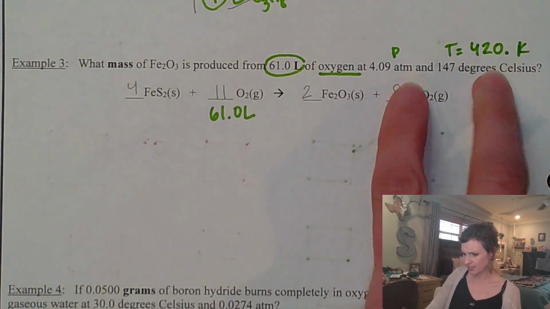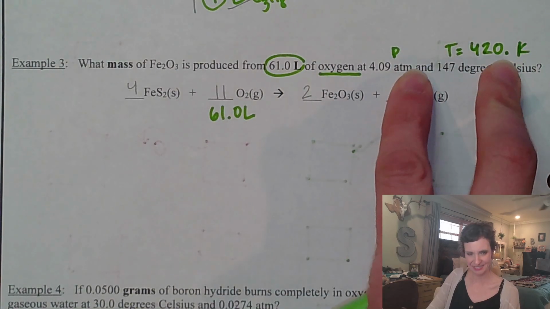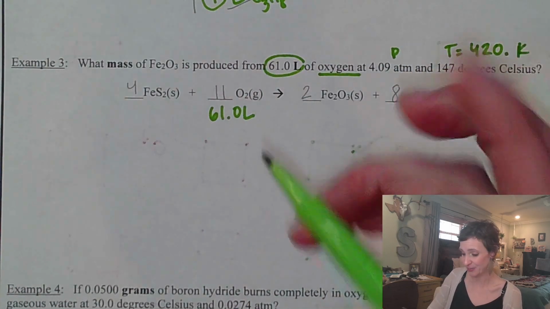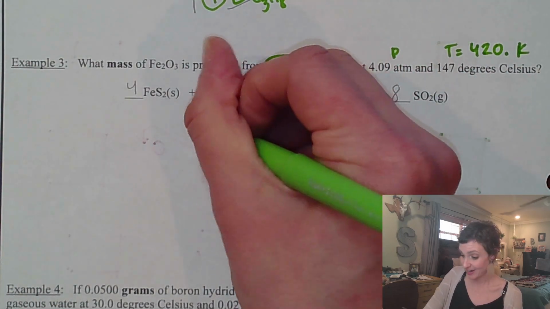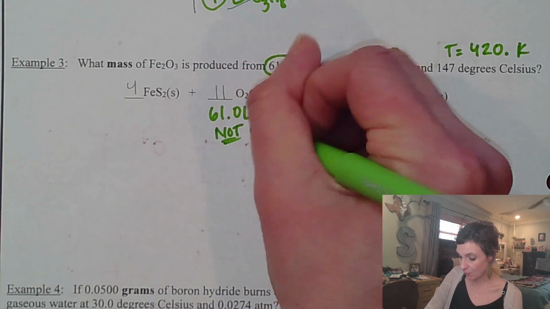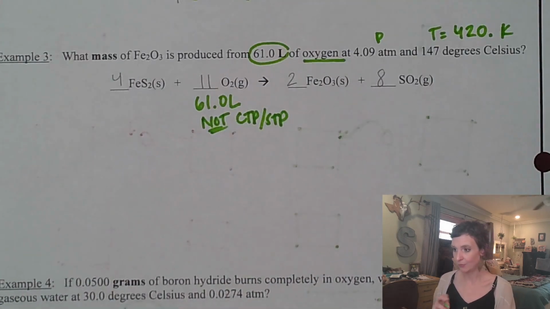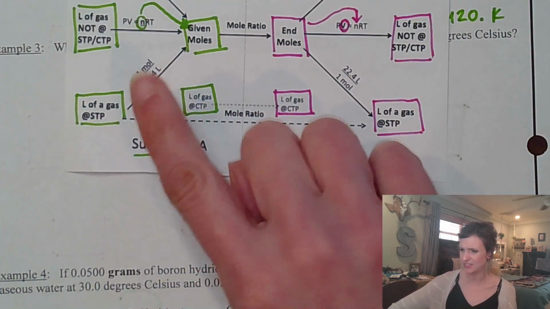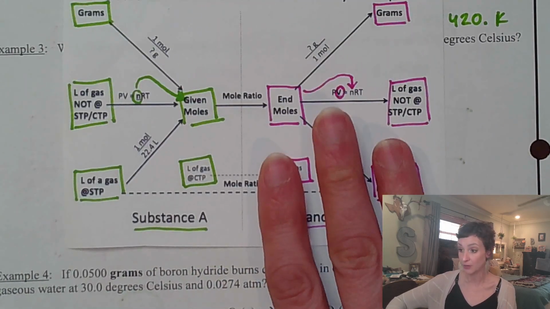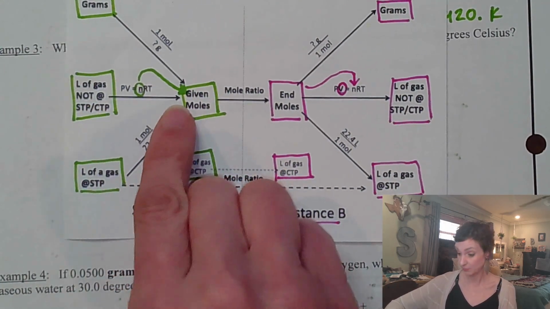So these two are not standard temperature and pressure. It's also saying it's not at constant temperature and pressure. So we get to say not CTP or STP, which means I do not get to use something super easy like a conversion factor of 22.4 or a volume or mole ratio. I've got to deal with this. We'll get there in a second.